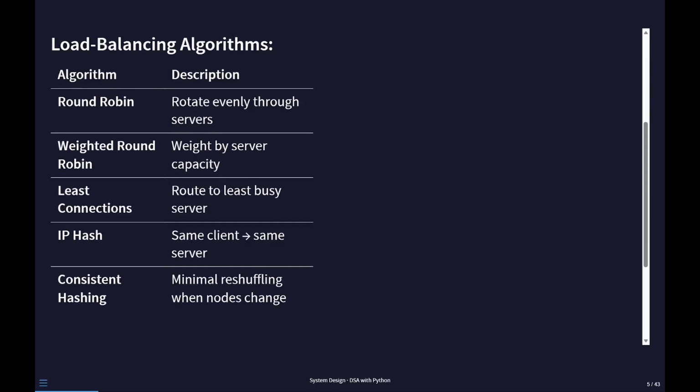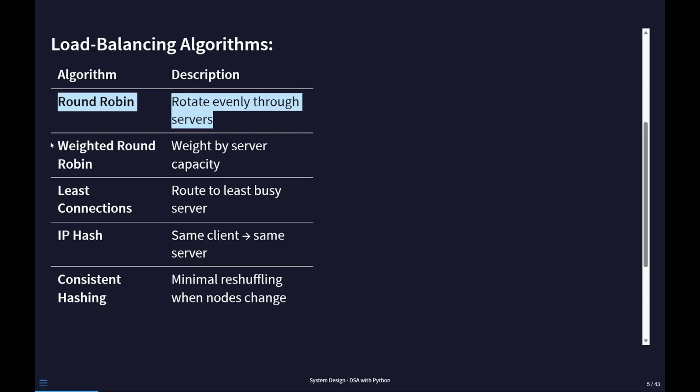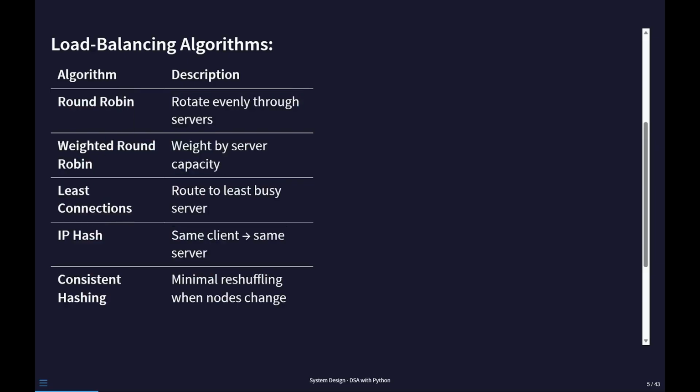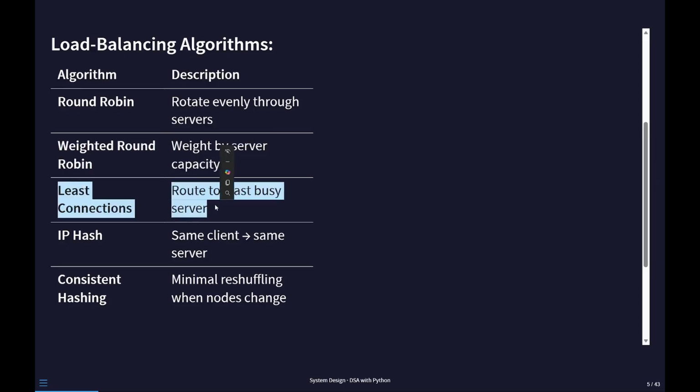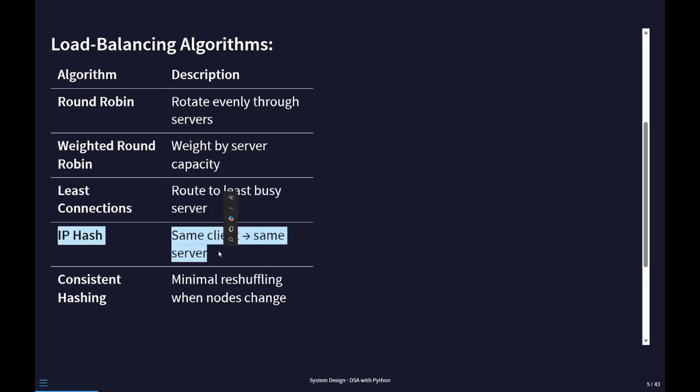There are several load balancing algorithms. Round robin simply rotates through all servers in order. Request 1 to server 1, request 2 to server 2, and so on. It is simple and works well when all servers are equally powerful. Weighted round robin is the same idea but assigns more traffic to higher capacity servers. Least connections routes each new request to whichever server currently has the fewest active connections. Great for workloads with variable request durations.